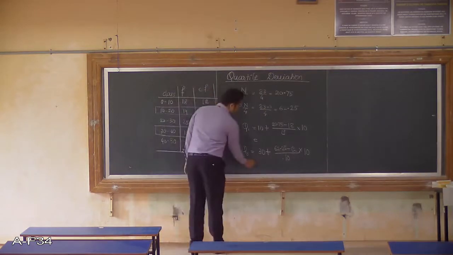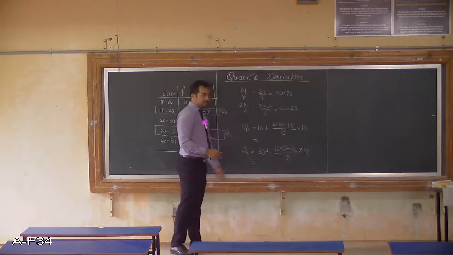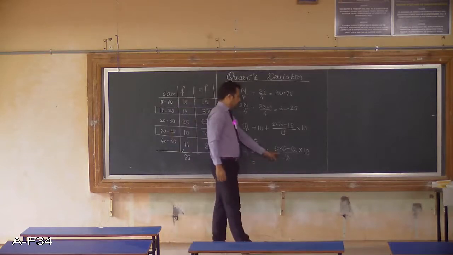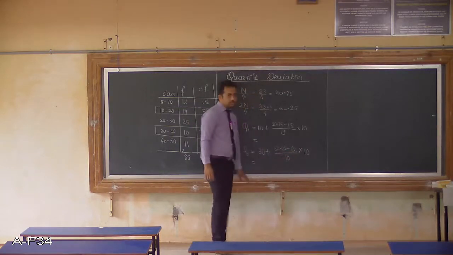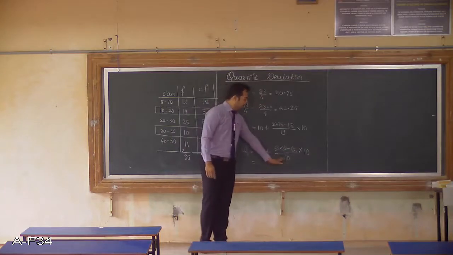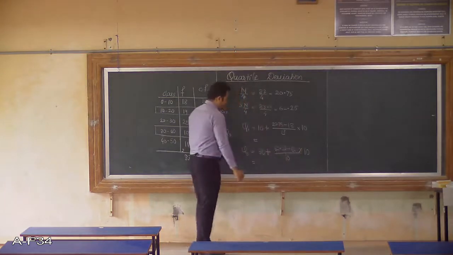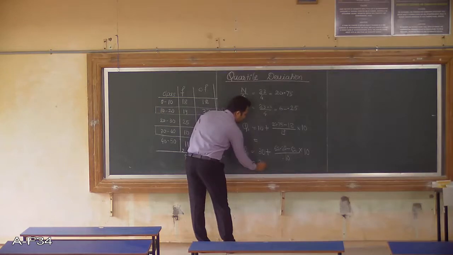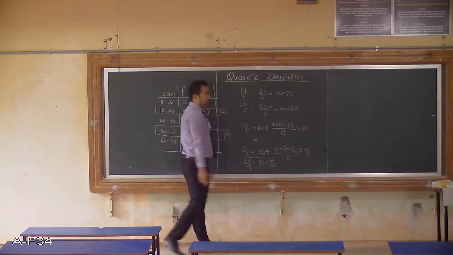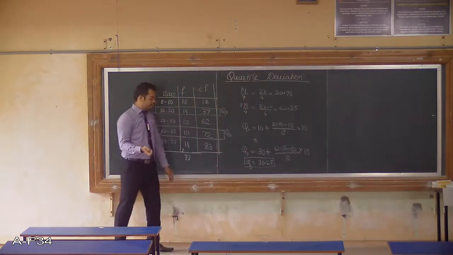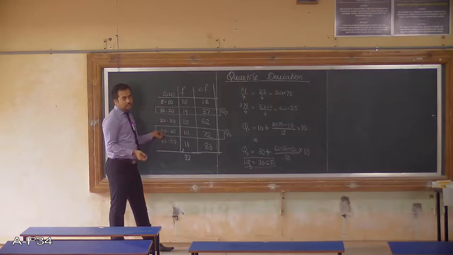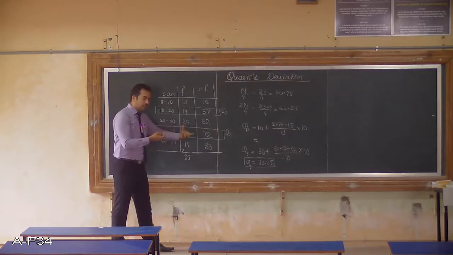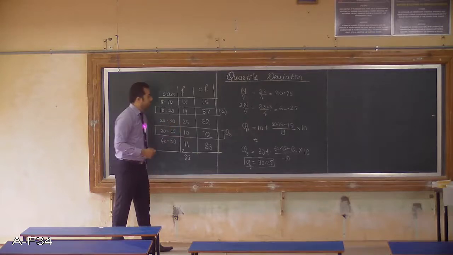Okay. So the quartile 3 calculation looks simpler. 62.25 minus 62 gives you 0.25, and this 10 and this 10 get cancelled. So this gives you 30.25. Very much near to 30. So the value of quartile 3 we have got is just at the beginning of this class, only 0.25 deviated from 30.